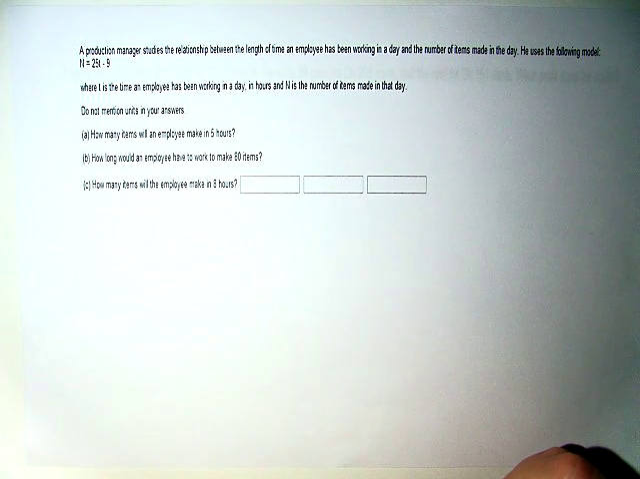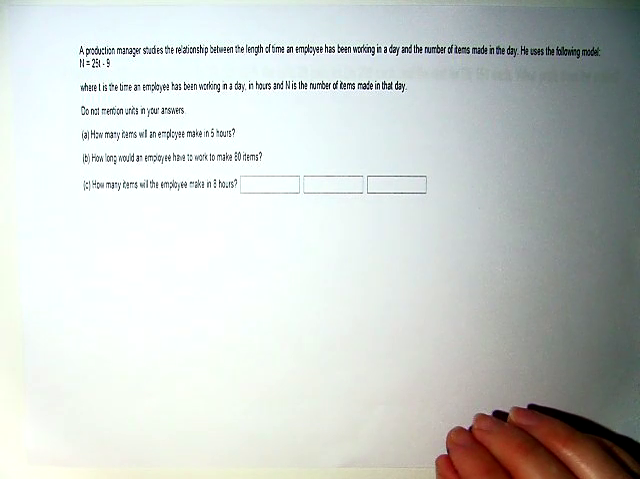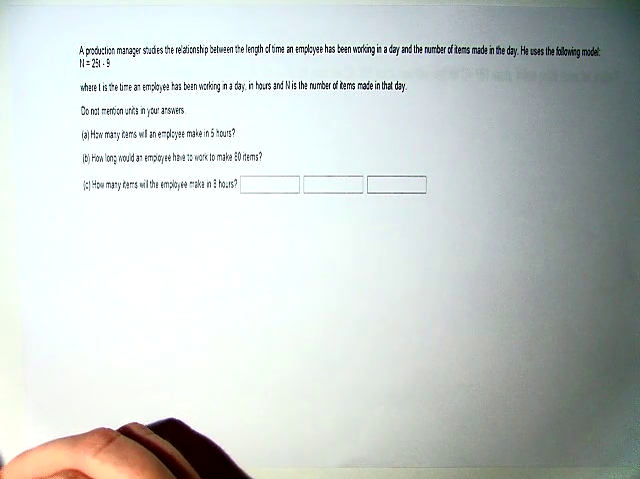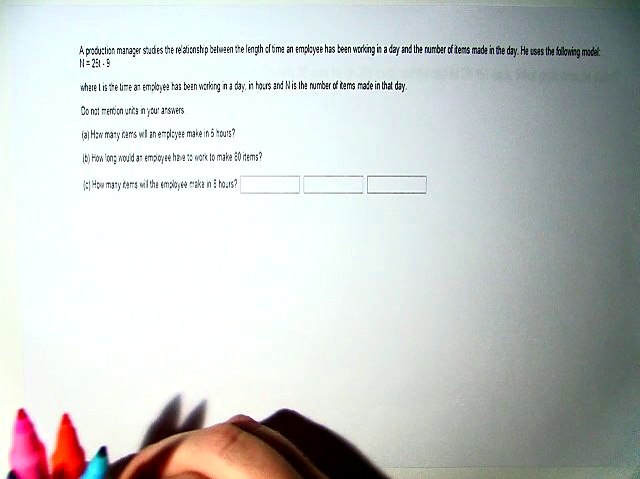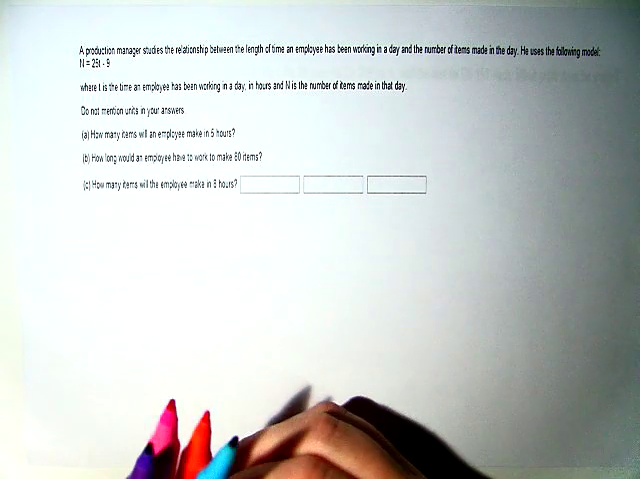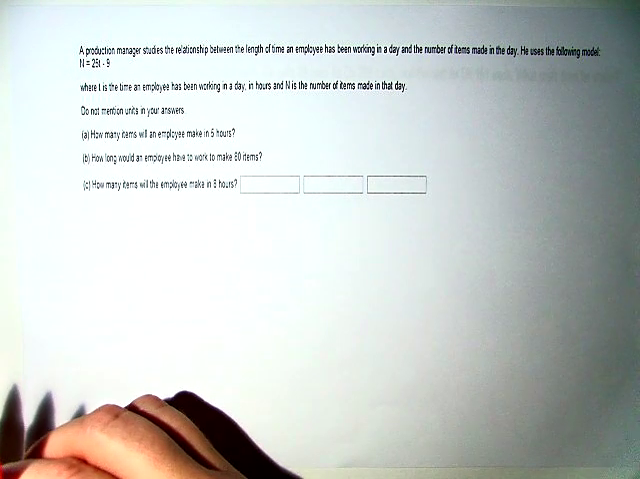N equals 25T minus 9, where T is the time an employee has been working in a day in hours, and N is the number of items made that day. Do not mention units in your answers. How many items will an employee make in 5 hours?